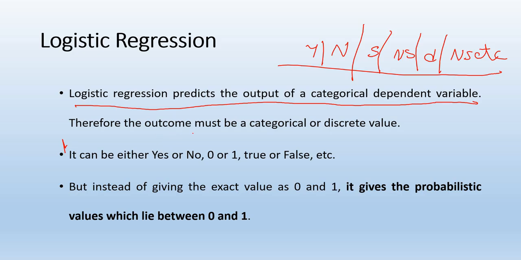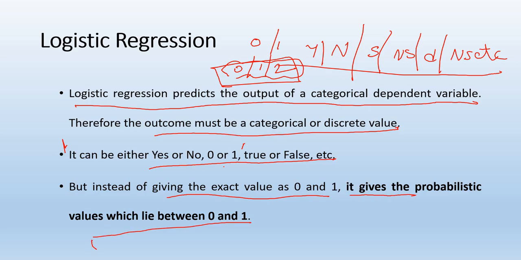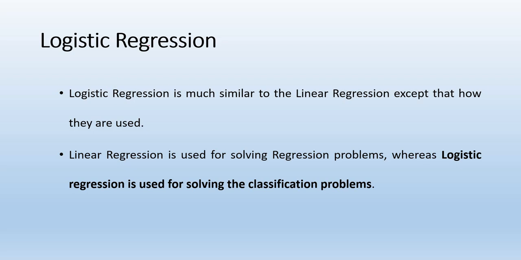Okay, so therefore the outcome must be a categorical or discrete variable. Discrete means 0 or 1, or sometimes 0, 1 or 2; it may be any kind of numerical value. Here again it describes 0 or 1, or true or false, etc. But instead of giving the exact value 0 or 1, logistic regression gives a probabilistic value which lies between 0 and 1. Here I want to give some explanation. See, all of you are familiar with linear regression.